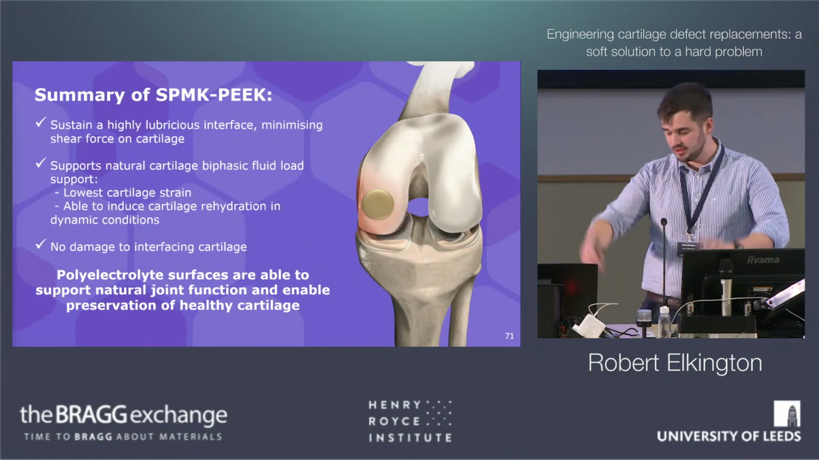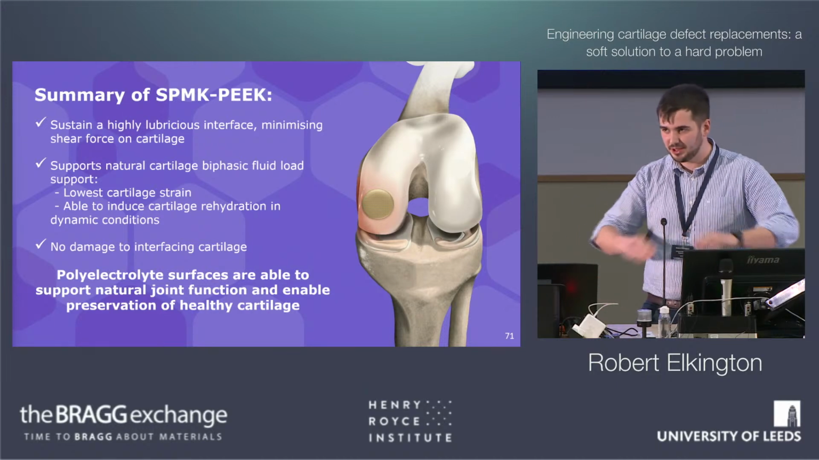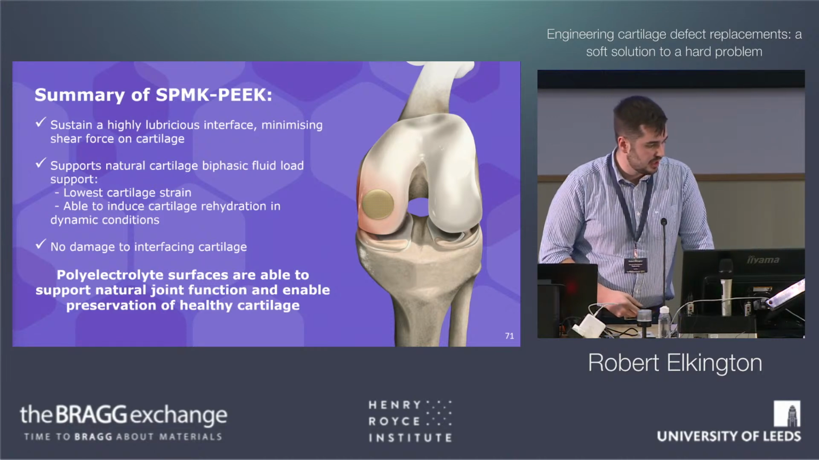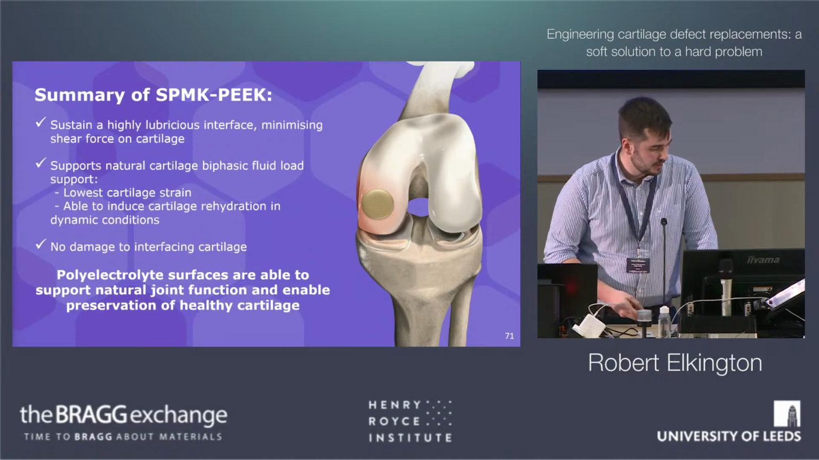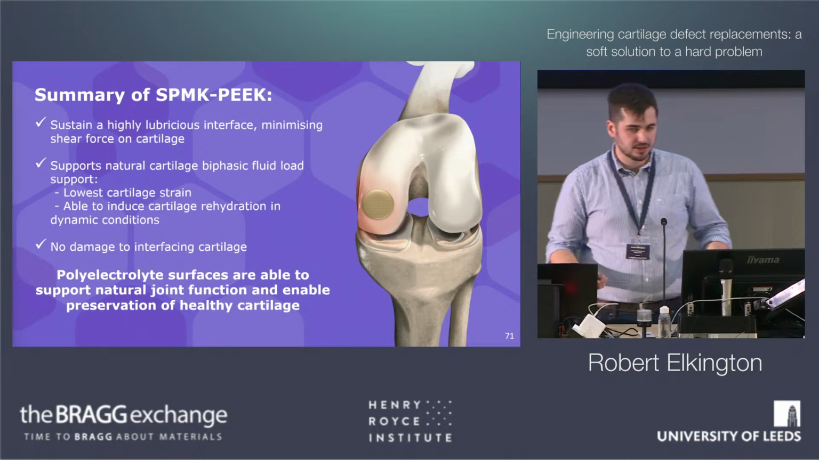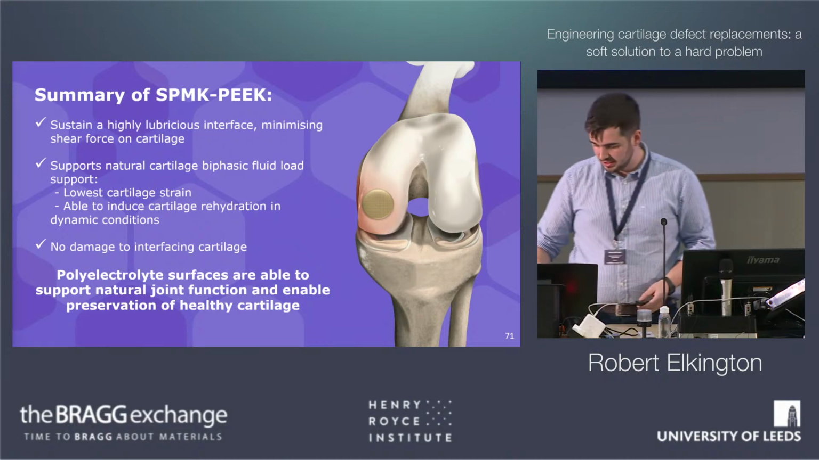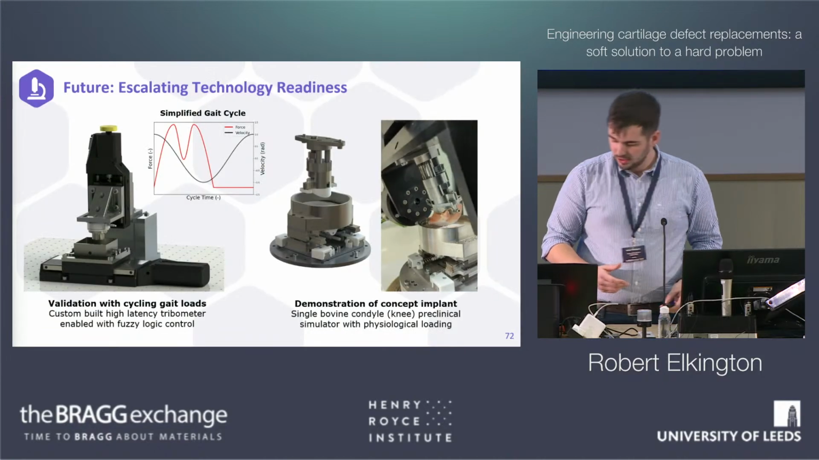Say you're standing up, you're pushing fluid out of your cartilage. That's unsustainable. So when you walk, you're pushing fluid back into your cartilage. And we're able to do this with this material. And again, throughout all the tests, we've noticed no damage to interfacing cartilage when sliding against SPMK peak. So the broad conclusion here is that polyelectrolyte surfaces are able to support natural joint function and enable preservation of healthy cartilage.